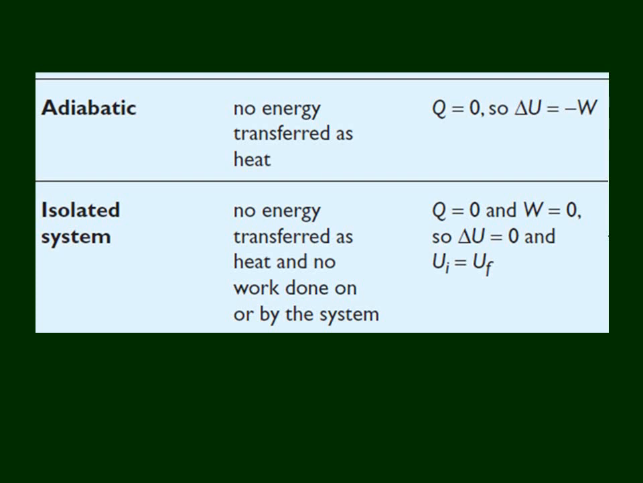If the work is done on the system, W will be negative. Negative times negative equals positive, and the internal energy increases. If the work is done by the system, the work will be positive. Positive times negative equals negative, and the internal energy decreases. So this is an adiabatic process. Adiabatic, thermally isolated, means Q equals 0.